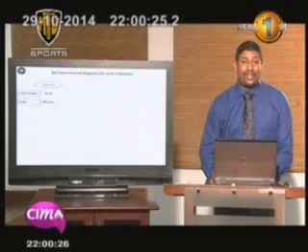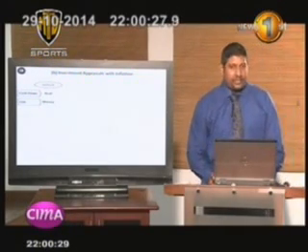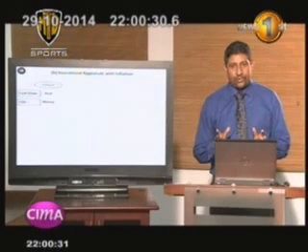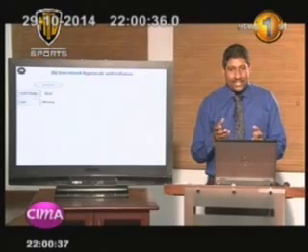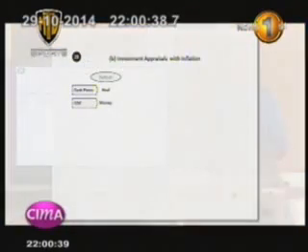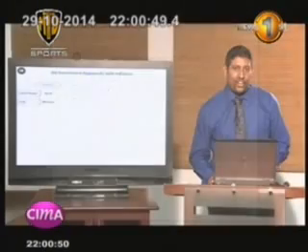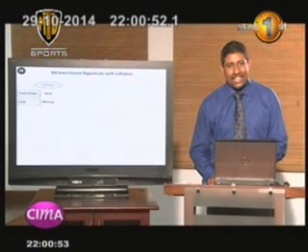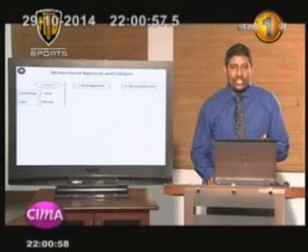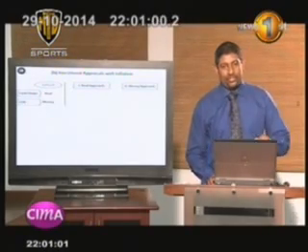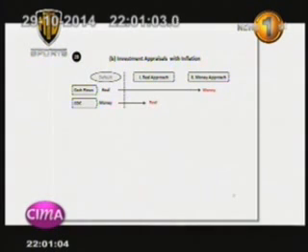Investment appraisals with inflation. Now when you are doing an investment appraisal calculation, your cash flows are not inflated, but your cost of capital is inflated. Now, when inflation is not included, we call it real. When inflation is included, we call it money, which means by default, your cash flows are real and your cost of capital is money. Now, when your real cash flows are discounted by a money cost of capital, what will happen? Your present value is understated.